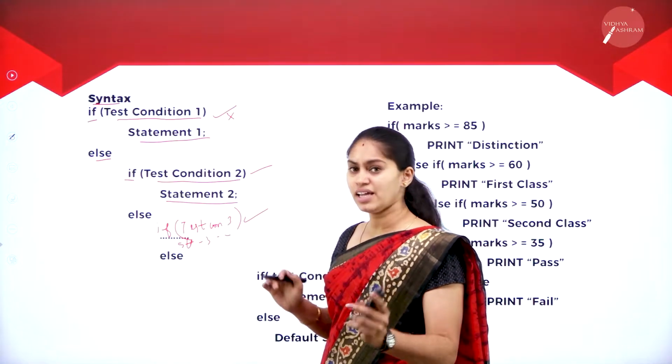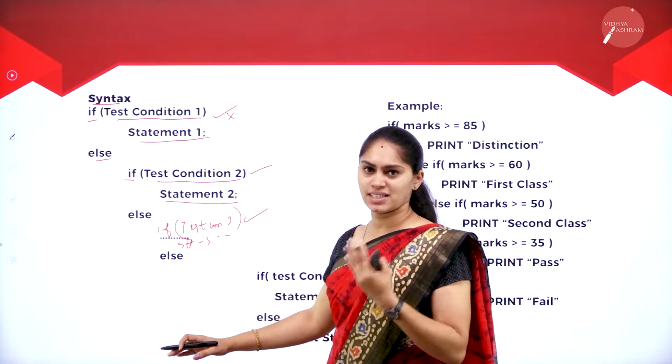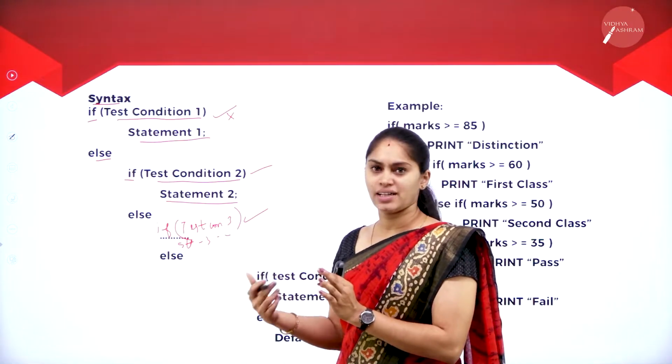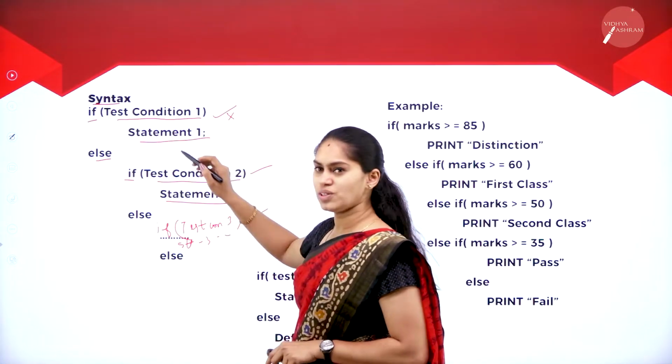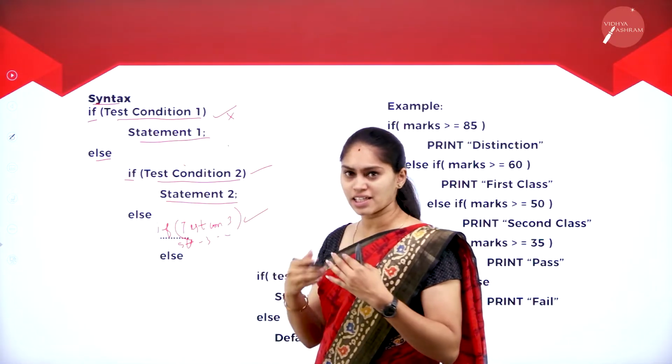So understand one thing: if test condition 1 becomes true, then all these other things will not get executed, because if I am getting a seat in the first college, then I won't go for the next colleges. That is the scenario here. If test condition 1 is true, then the statement is going to execute. If not, then it will come to the next option.